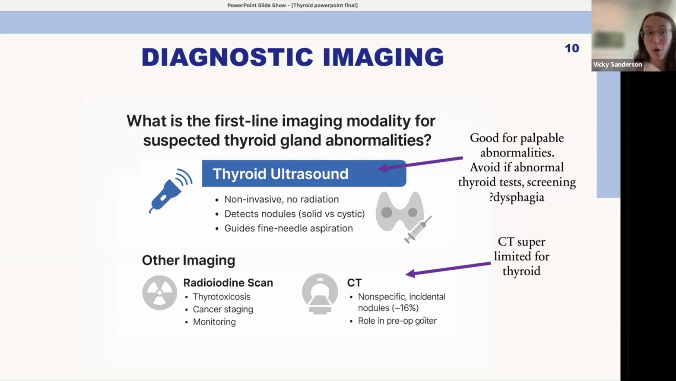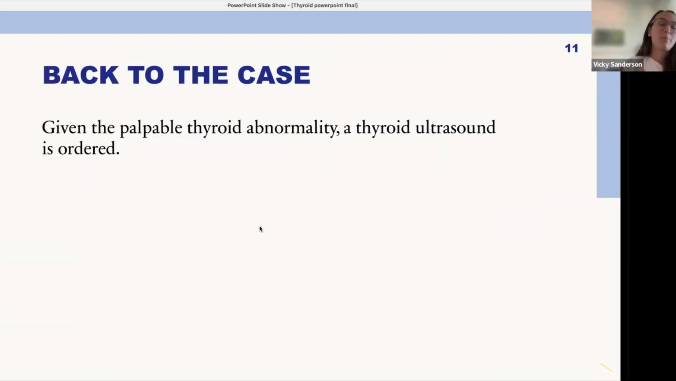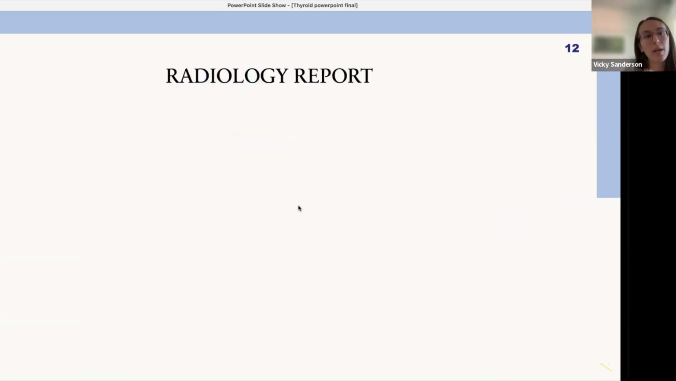The thing with CT that's bothersome is that a CT is often ordered for a completely different reason, and then we find benign, or any type of nodule, on the CT scan. And you'll read that dreaded comment from the radiologist saying, please consider a thyroid ultrasound. And we do have to follow what they say. Usually these thyroid nodules are incidentally found, but our role in primary care is to follow up and make sure they're benign versus sinister. So given that palpable thyroid abnormality, it's very reasonable to order a thyroid ultrasound in this case, right?